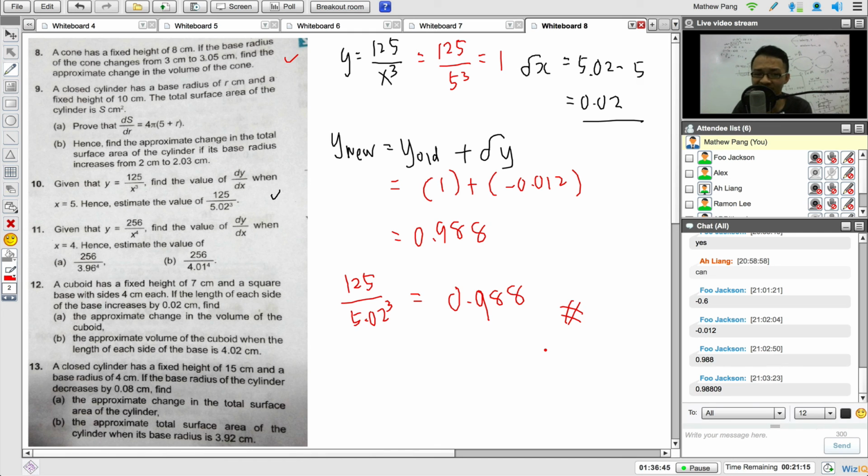Alright, actually it's not that hard. And here I have a few more examples. Question 11 is also approximation. You can try to do it yourself. 12 and 13, I think, are related to approximation, but they are quite hard questions. I don't think they will come out in SPM, but if you have time you can try them out. All the questions are over here.